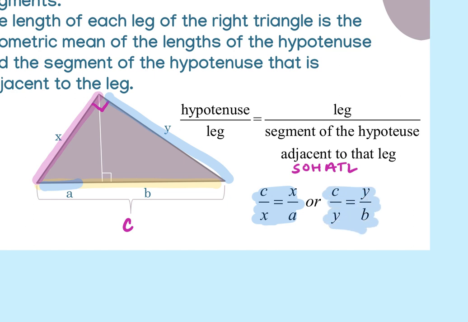So C is still the hypotenuse of the whole triangle. It would equal y, or C over y, sorry, would equal y over now the segment of the hypotenuse adjacent to y, which is B. So you can use this for two different setups on every triangle. One with the segment 1 and that leg, and one with the segment 2 and that leg.